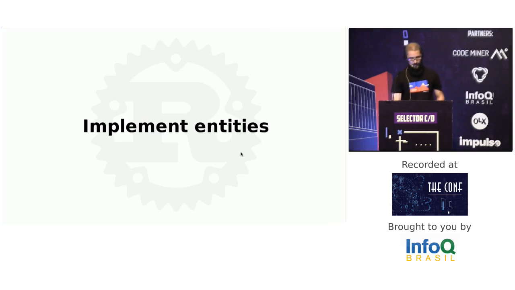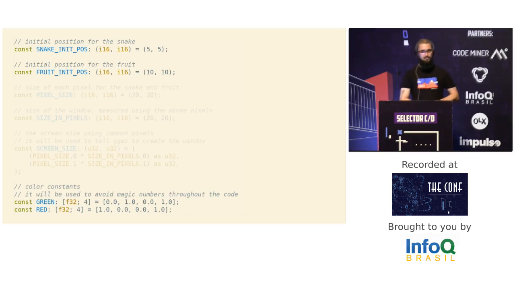Okay, so let's implement entities. And then let's get back to the code. We had the pixel size and size in pixels, and now we are implementing the initial state for the snake and the initial state for the fruit, okay? Let's remember we have the snake game, where the snake pursues the fruit, and when it gets the fruit, it grows. That's it, that's the game.